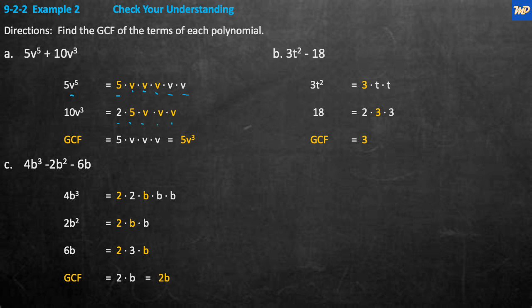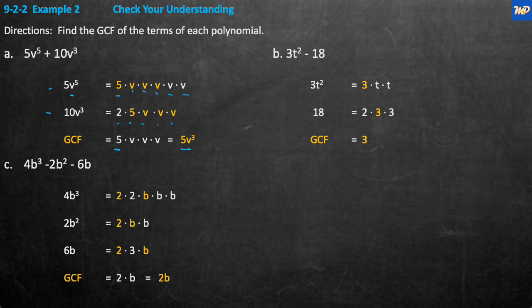So when we look at it, we have a 5 in both of these terms. We do not have a 2, so we can use the 5. Okay? And then with the v terms, we have 3 v's in the 10v cubed, and we have 5 v's in the 5v to the 5th. Well, the highest we can go is 3 v's because it has to be common. The greatest factor common to both, or common to all. Well, that's 3 v's. So 5 times 3 v's happens to be 5v cubed.